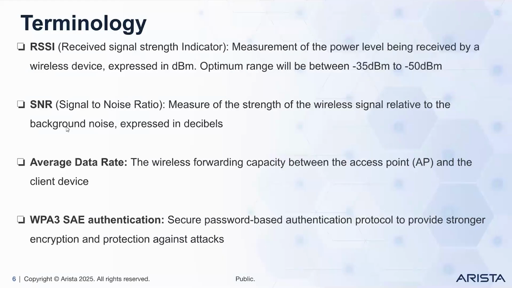But before diving into the scenario itself, let's briefly review a few key wireless metrics and terminologies that CloudVision uses to analyze client performance. RSSI, Received Signal Strength Indicator. Now, this measures the signal power received by a client device in dBm. This also serves as an indicator of wireless connection quality. A healthy RSSI typically falls between the range of -35 dBm to -50 dBm.